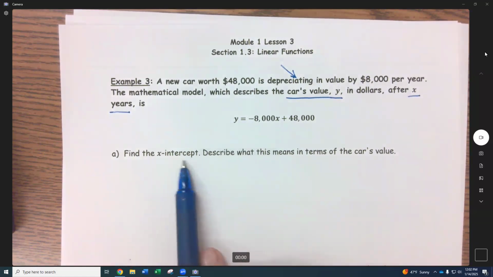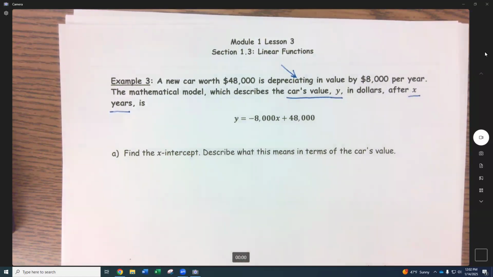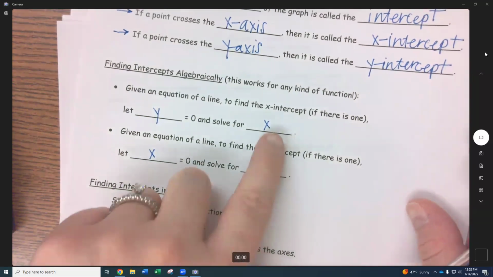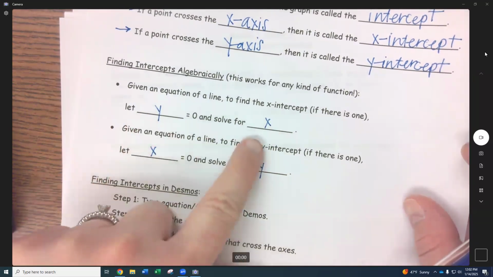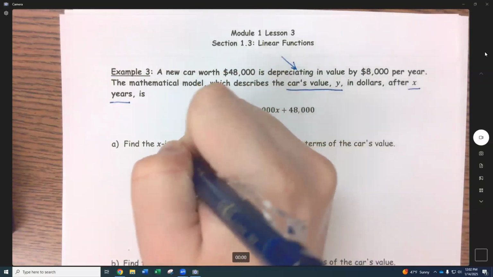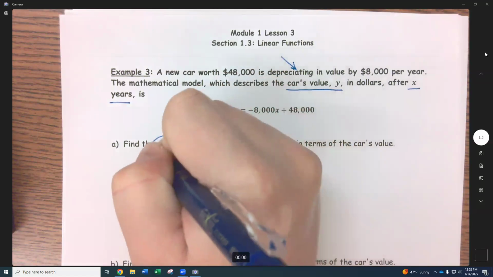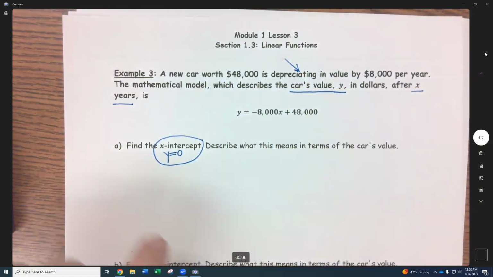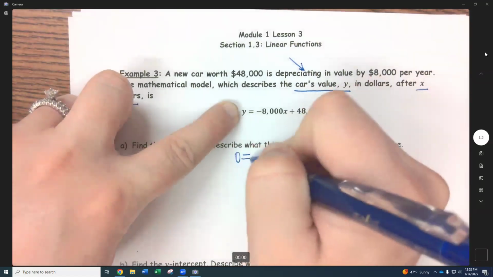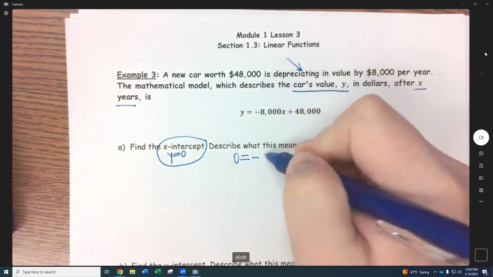So first, find the x-intercept. Describe what this means in terms of the car's value. So to find the x-intercept, from that previous page, to find the x, we're going to let y equal 0 and solve for x. So we're going to have y equals 0 here. So in place of this y, I'm going to put 0 and then rewrite the rest.